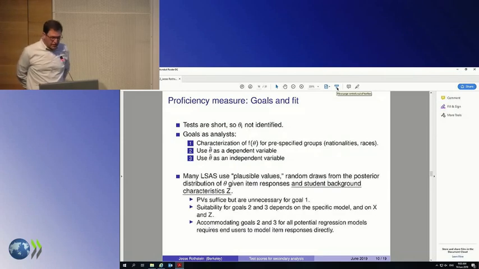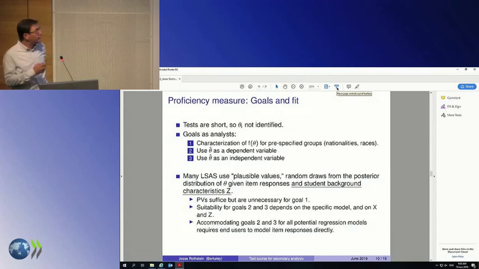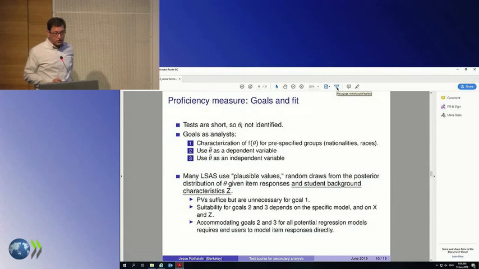As was mentioned, many of these studies use what are called plausible values, which are draws from the posterior distribution of individual proficiency theta, given the item responses and given a vector of student background characteristics Z. What I'm basically going to argue is that you can use PVs if you're only after goal one, but really if you're only after goal one, PVs are kind of overkill. They're more than you need if goal one is your only goal.